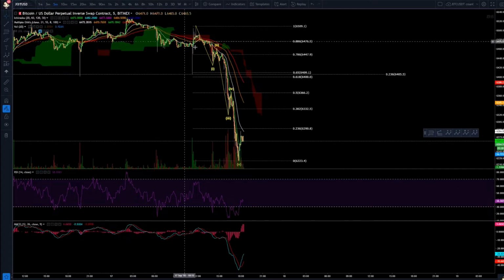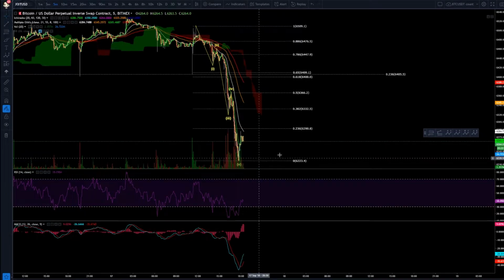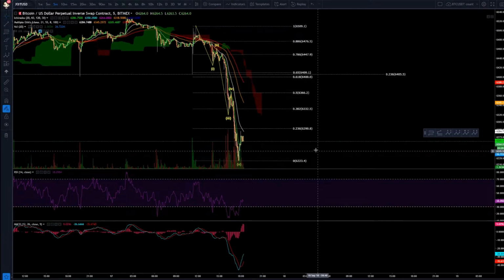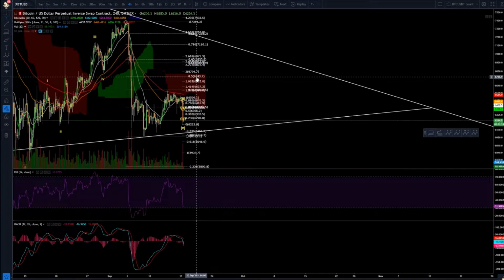You see I'm on the 5 minutes here. I counted 5 waves, so I think we are done going down right now. Which would make sense, right? Into that 6.2 area that I was talking about yesterday. Yesterday, and the day before that, I was still talking about 6.7, right? But we simply couldn't make that.